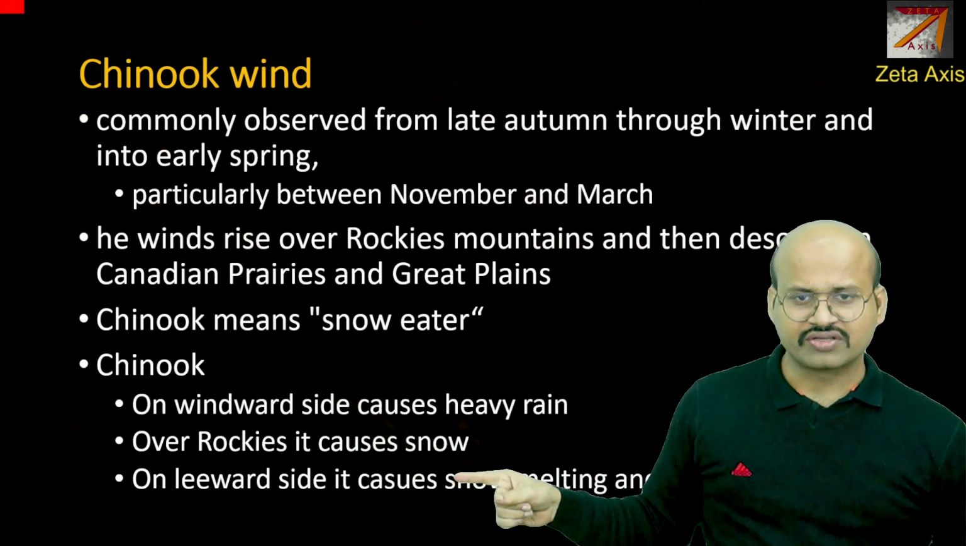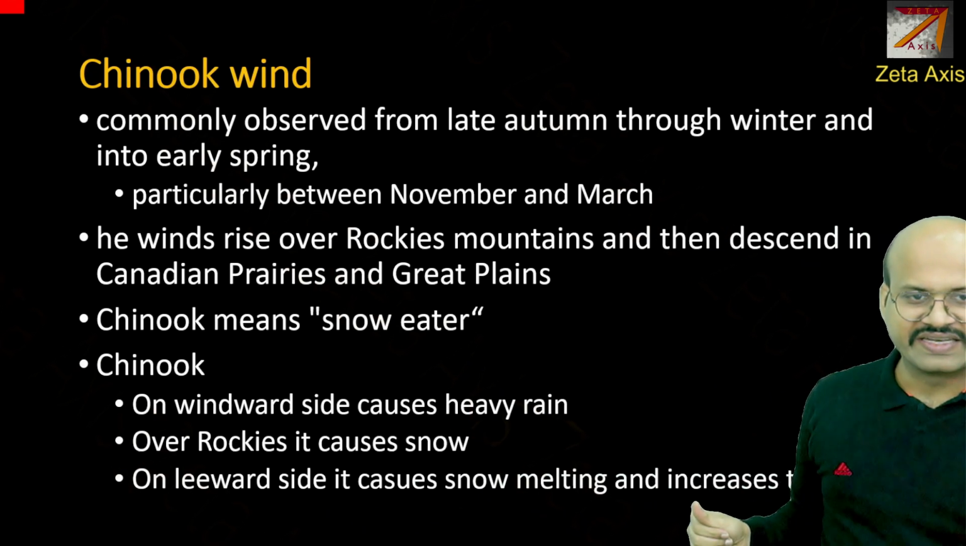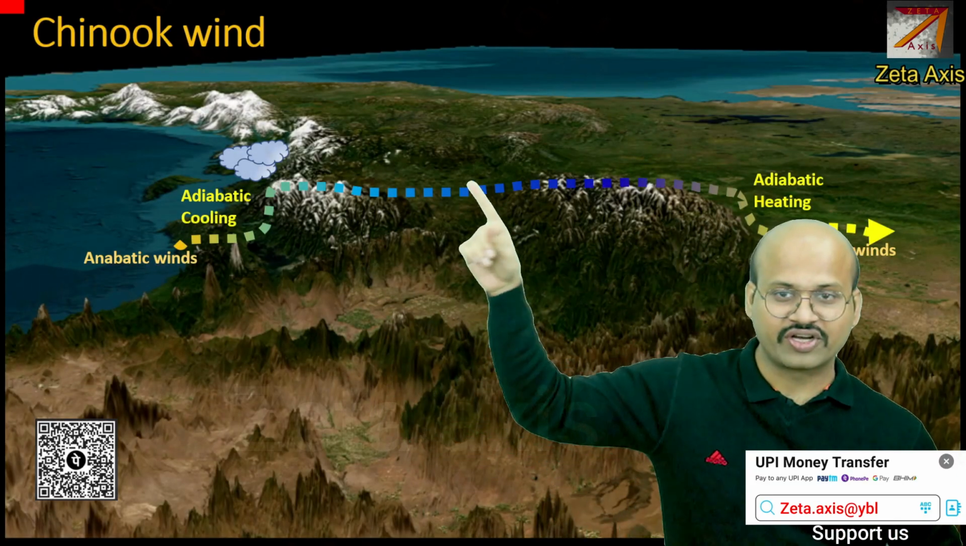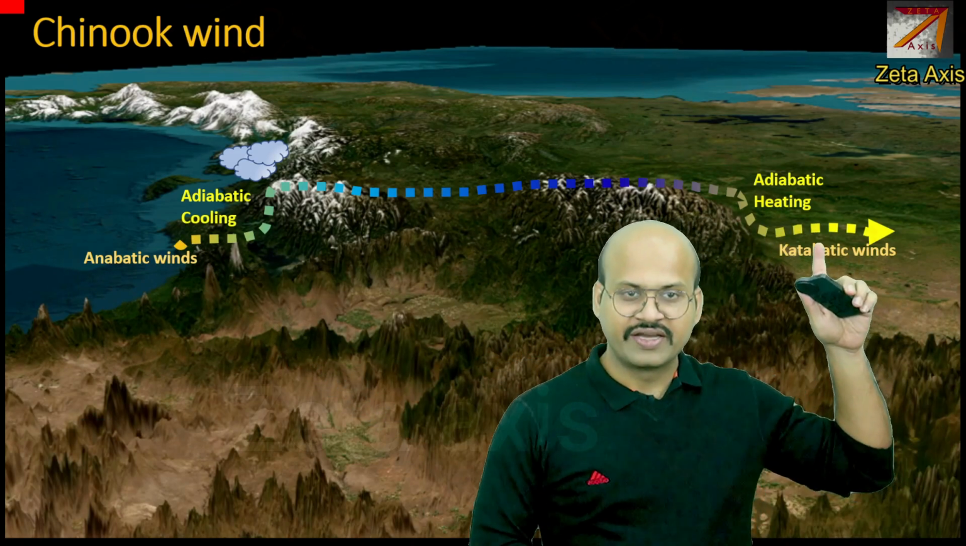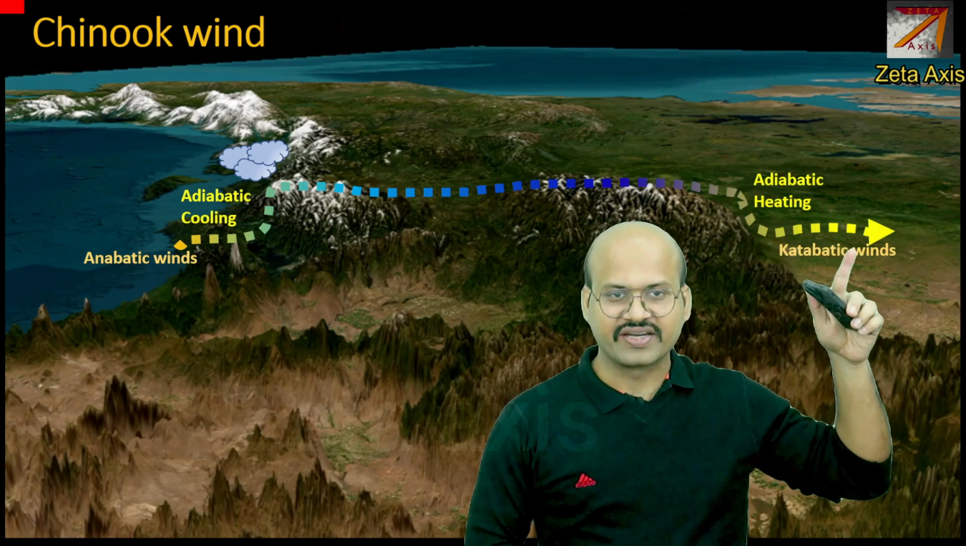Over the Rockies, it causes snow. On the leeward side, it causes snow melting and increases temperature. So as we discussed, here it will cause snowfall on the mountain tops. Here it will cause rainfall, while here it will cause melting of snow because the air has heated as it is descending downwards.